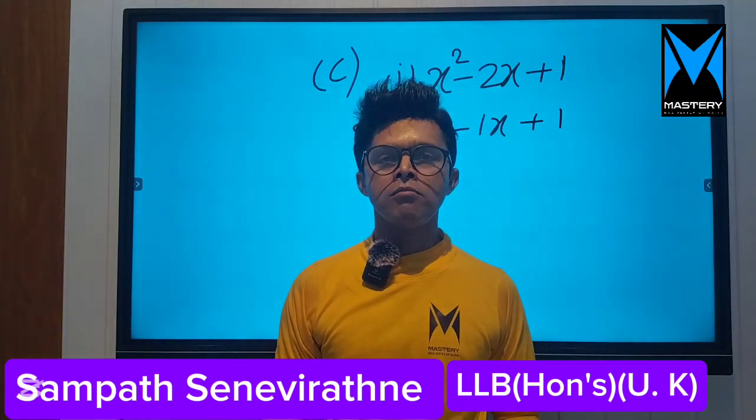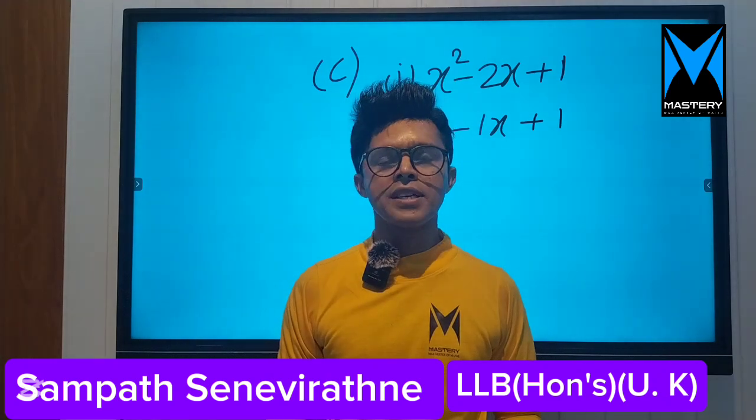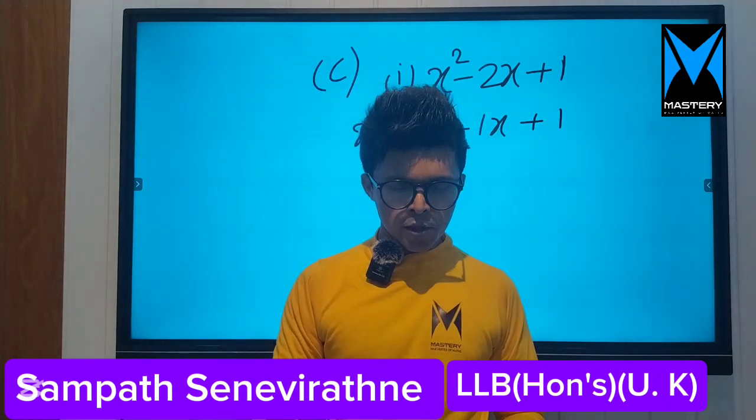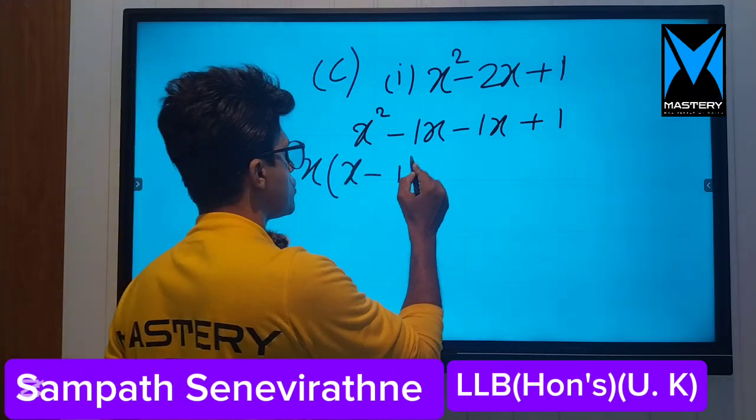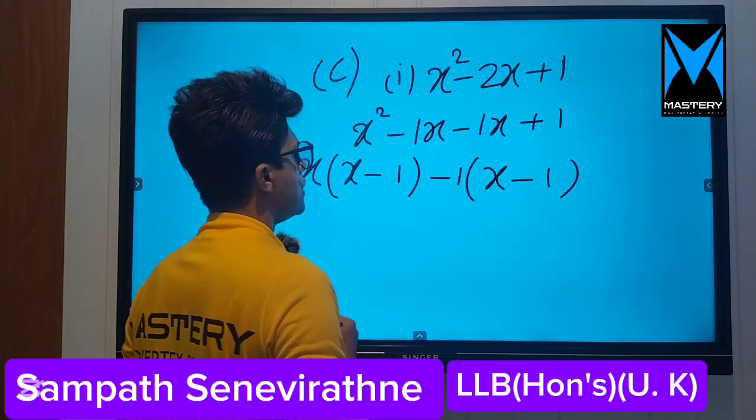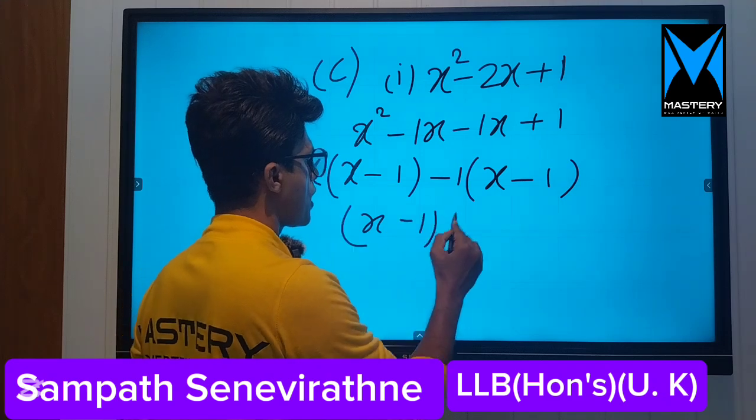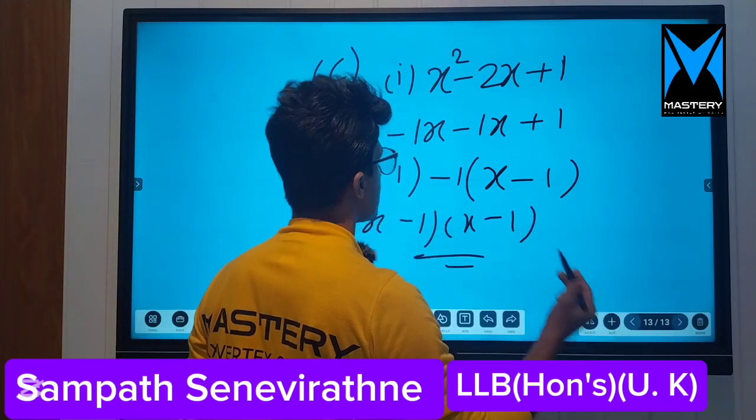on quadratic expressions, the way of getting the factors of quadratic expressions. So get x as the common factor, x into x minus 1, here minus 1, then x minus 1. x minus 1 into x minus 1 are the factors of this expression.